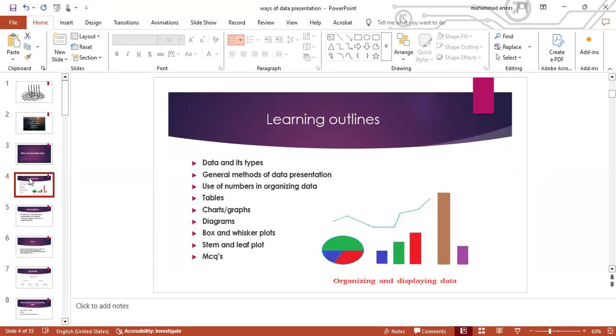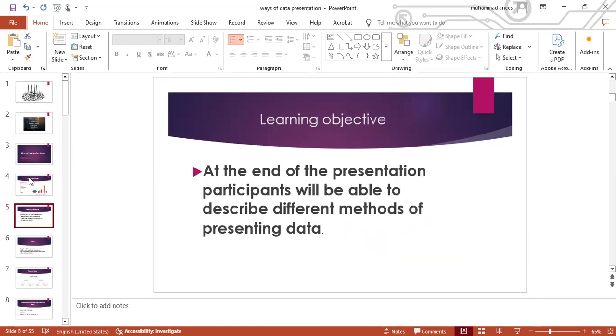Learning outlines will be data and its types, general methods of data presentation, use of numbers in organizing data, tables, charts/graphs, diagrams, box and whisker plots, stem and leaf plot, MCQs. By the end of this presentation, the participants will be able to describe different methods of presenting data.